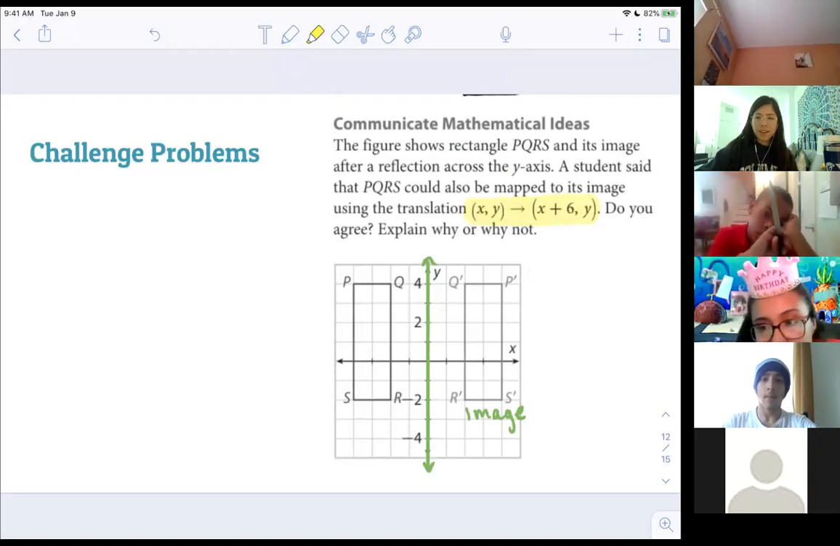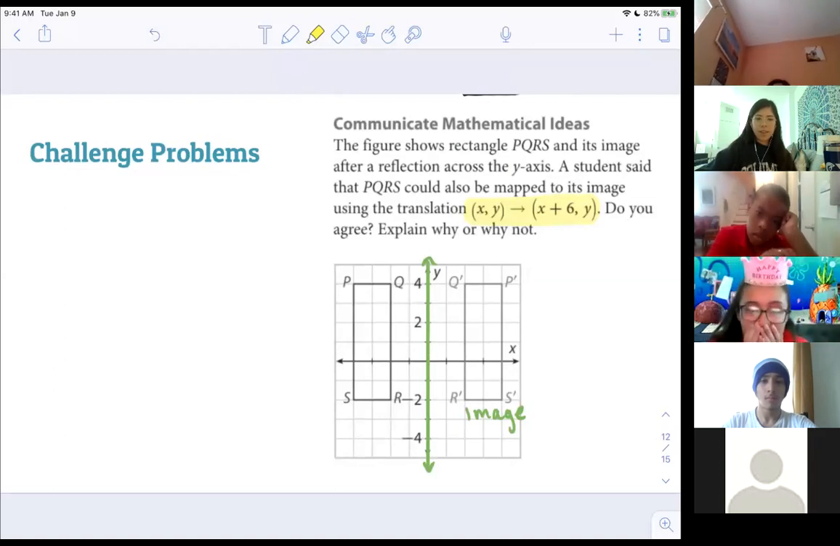I see Perla already put her answer in the participant. So if you want to click on participants, you can vote yes or vote no. And Perla says no.